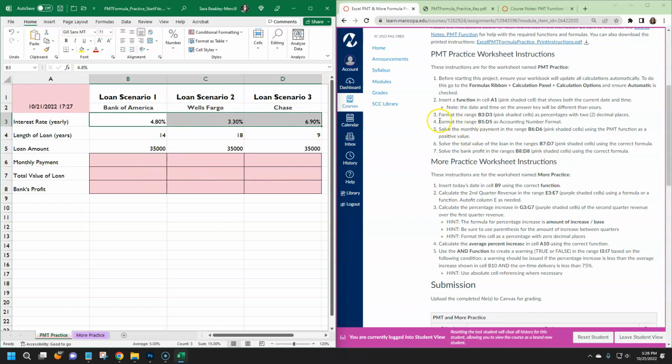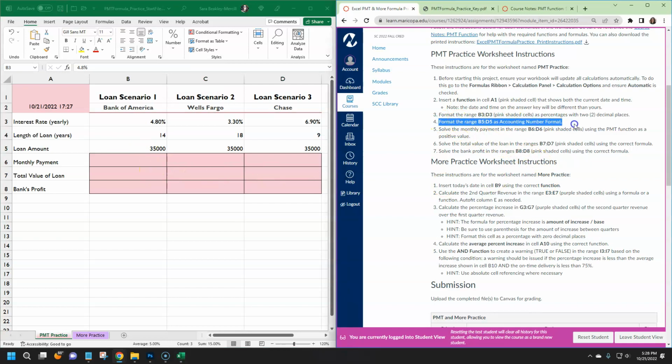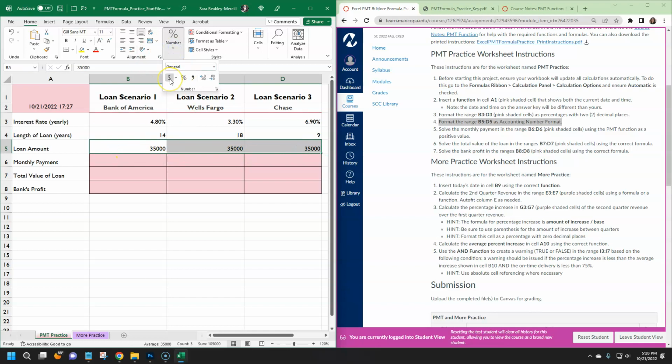All right. Next step, it says format B5 to D5 with a counting number format. That's these 3 cells, and we're just going to choose a counting number format right on the ribbon. That gives us the dollar sign, the decimal places, and the whole thing. All right, you should go ahead and place your cursor in B6. The next step, step 5, says solve the monthly payment in the range B6 to D6 using the PMT function as a positive value. The PMT function is a financial function that calculates a monthly payment based on an interest rate and a term.